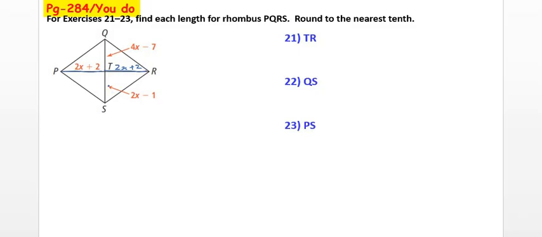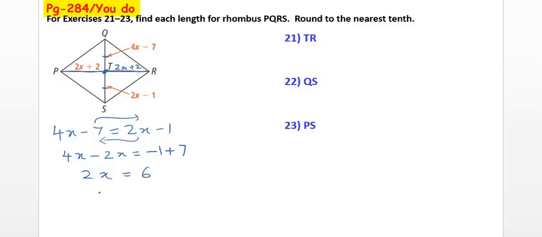Right? So do we have the value of x? No, we don't. How can we find the value of x? This segment will be equal to this segment because the diagonals of the rhombus bisect each other. So we can say that 4x minus 7 will be equal to 2x minus 1. So 4x minus 2x will be equal to negative 1 plus 7, because I moved this 7 here and this 2x here. So we have 2x equals 6. Now divide each side by 2. It will give us the value of x, that is 3.